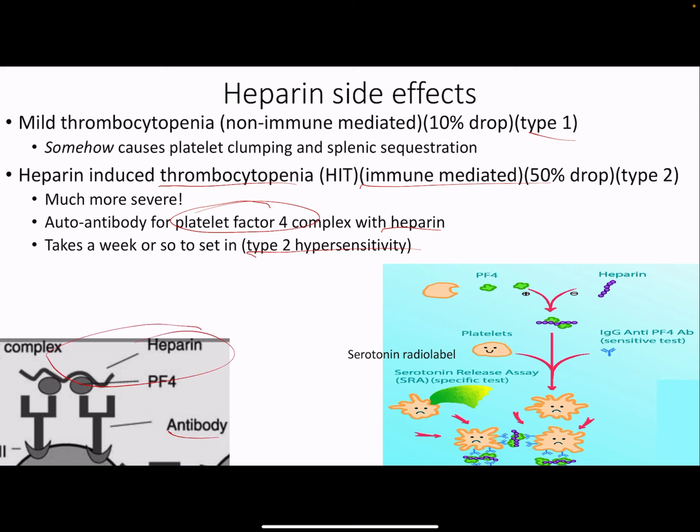To see whether or not someone has heparin-induced thrombocytopenia, I mentioned that. So one of the things in the dense granules, as opposed to alpha granules of the platelets, that can be released is serotonin.